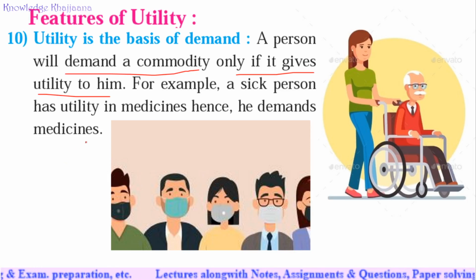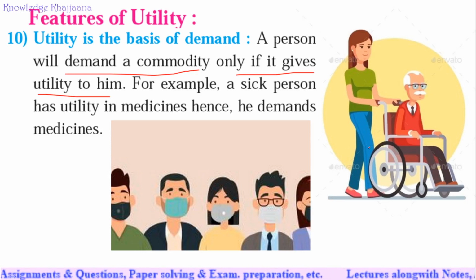Another example is that these days the utility of hydroxychloroquine tablets has increased worldwide due to its newly found positive effect in curing corona, as the demand for it has arisen suddenly. The same tablet did not have so much demand before corona times, because it was simply used to cure dengue and malaria. But now it has been found that it can also be used to cure corona. So it suddenly got demand. So utility is the basis of demand.